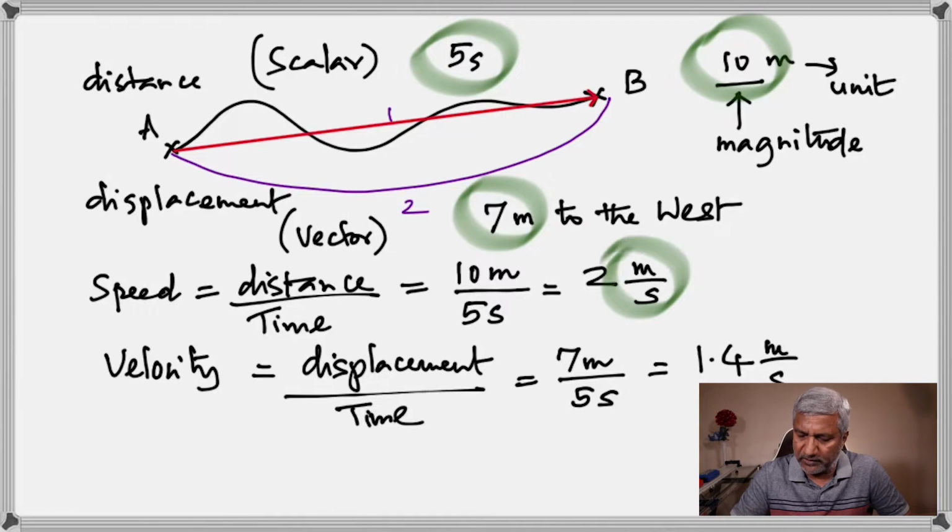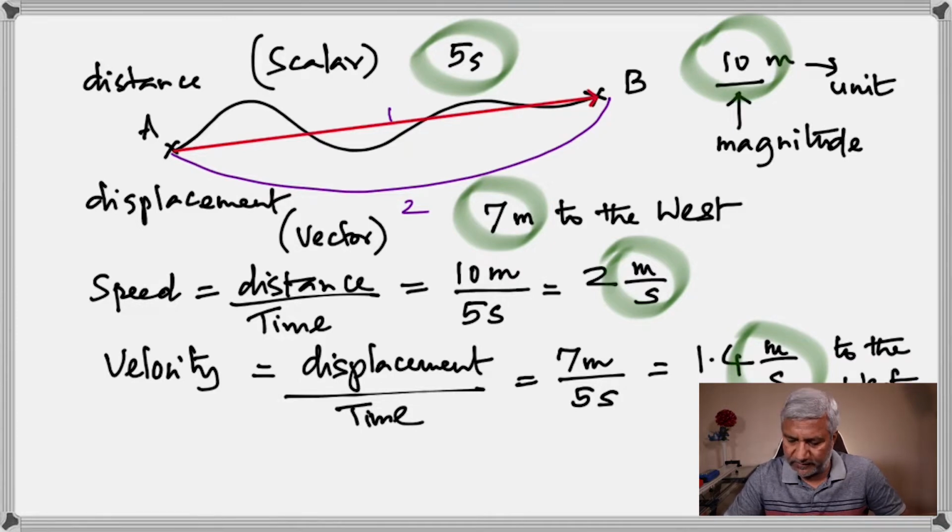The units are the same. The only difference is you got to say in what direction. So you got to say to the west in this case. So we have 4 words that are very important, 4 technical terms, if you may. Distance, displacement, speed, and velocity. So I hope that's clear now.